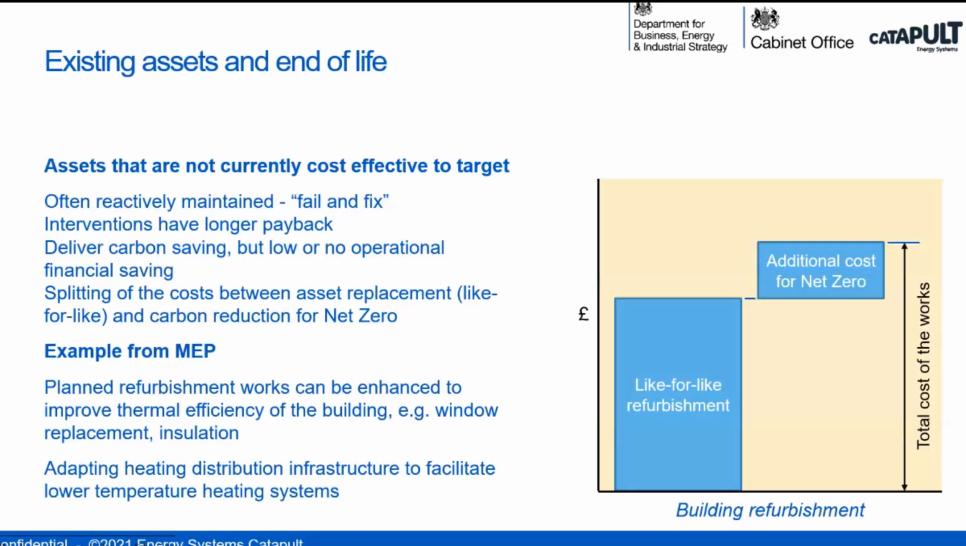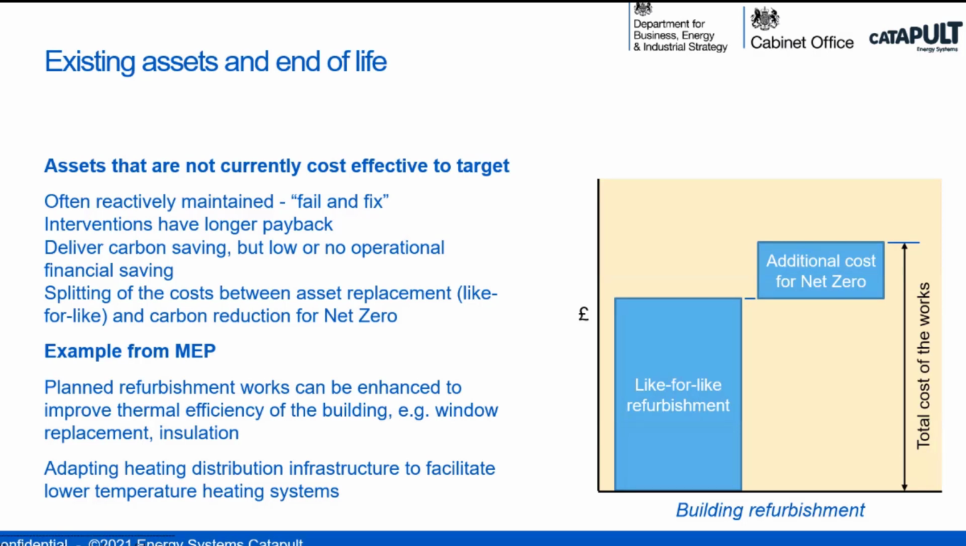So if you're coming up to the replacement of the asset, then some of the cost may possibly be put to a like-for-like refurbishment cost or replacement cost, and then there is only an additional cost that needs to be attributed to the net zero in order to cover the additional cost.